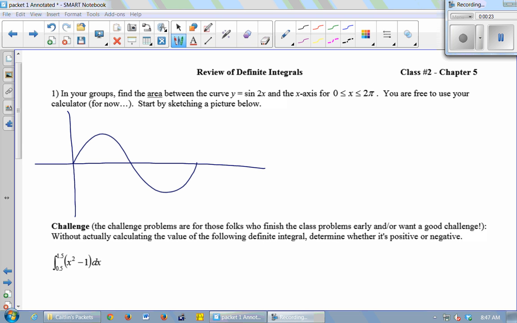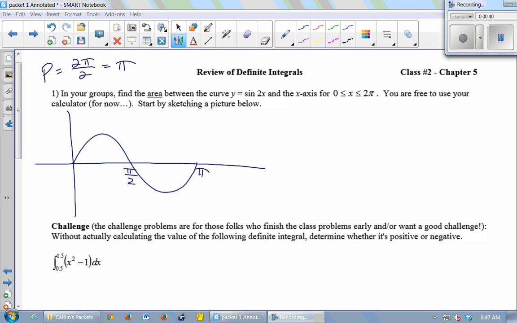Pi, yeah, because the period is 2 pi over b, b being the coefficient in front of the x. Remember this from pre-calc? So the period here would be 2 pi over 2, which is pi. So that means that this is pi. This is pi over 2.